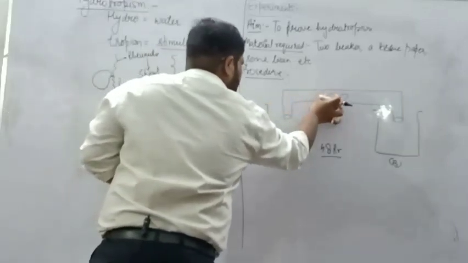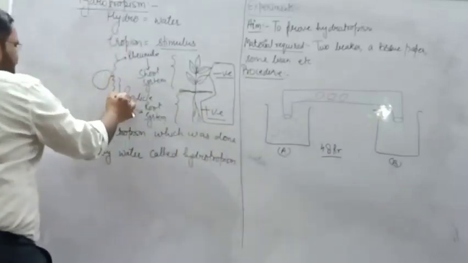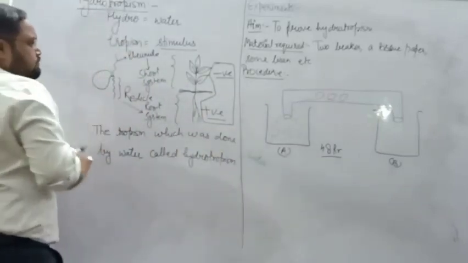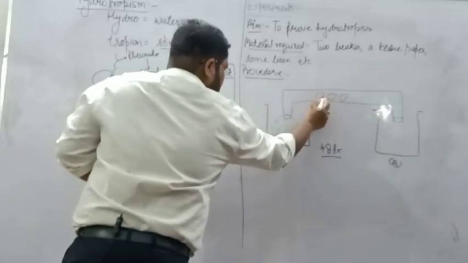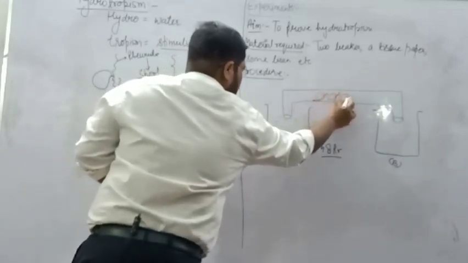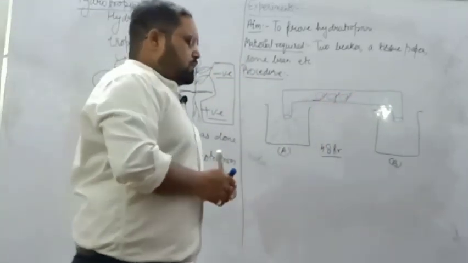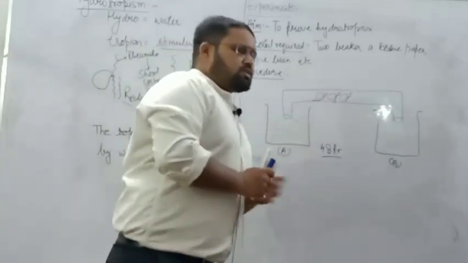The bean has absorbed the water, okay, and it forms radical and plumule. After 48 hours, as I told you, it forms radical and plumule. Okay, this point is clear.